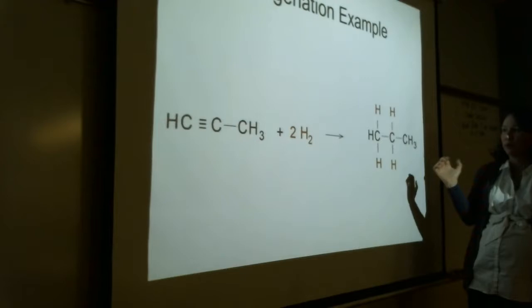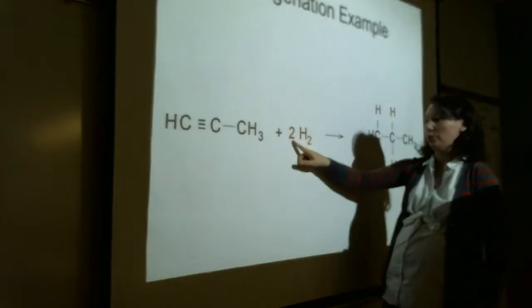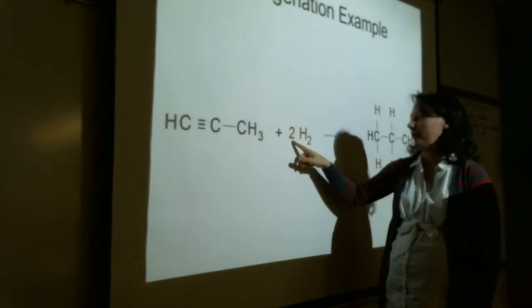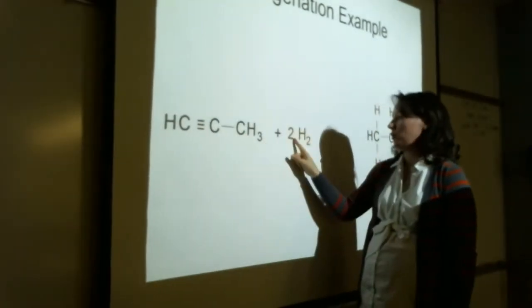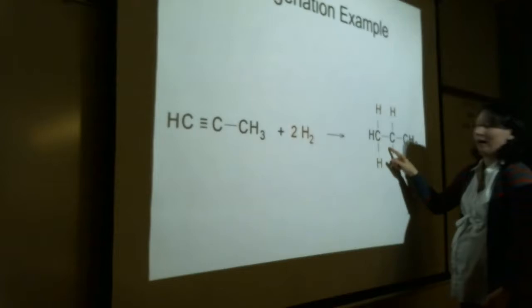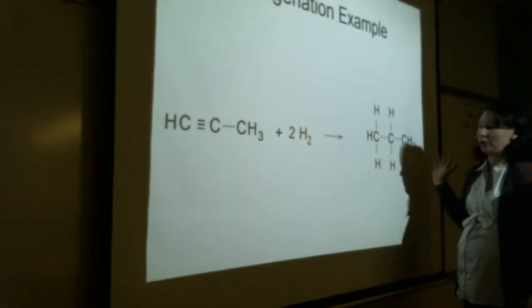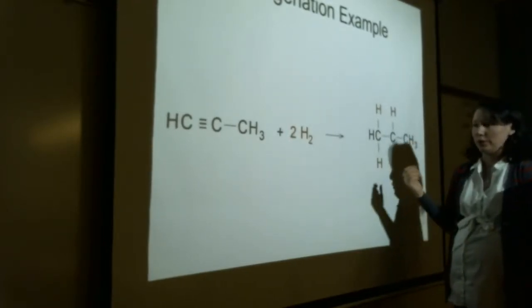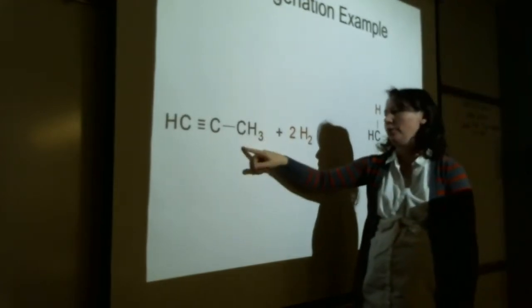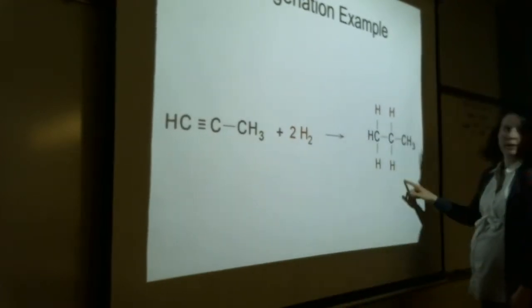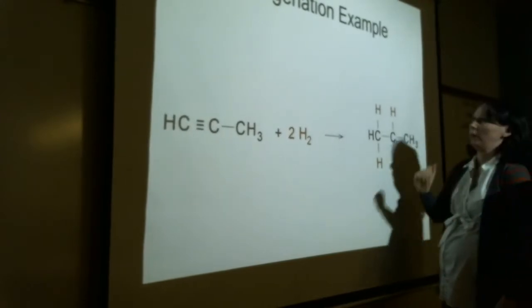Okay, so the only difference here is you have to have 2. You have to obey the law of conservation of mass. If you've only got 1, then you'll be left with an alkene. But if you have 2 molecules, then you get your alkane. It takes you all the way down. Again, any substituents you had would go as well. So for instance, if there was a bromine on this, there'd still be a bromine here. That's going along with it.